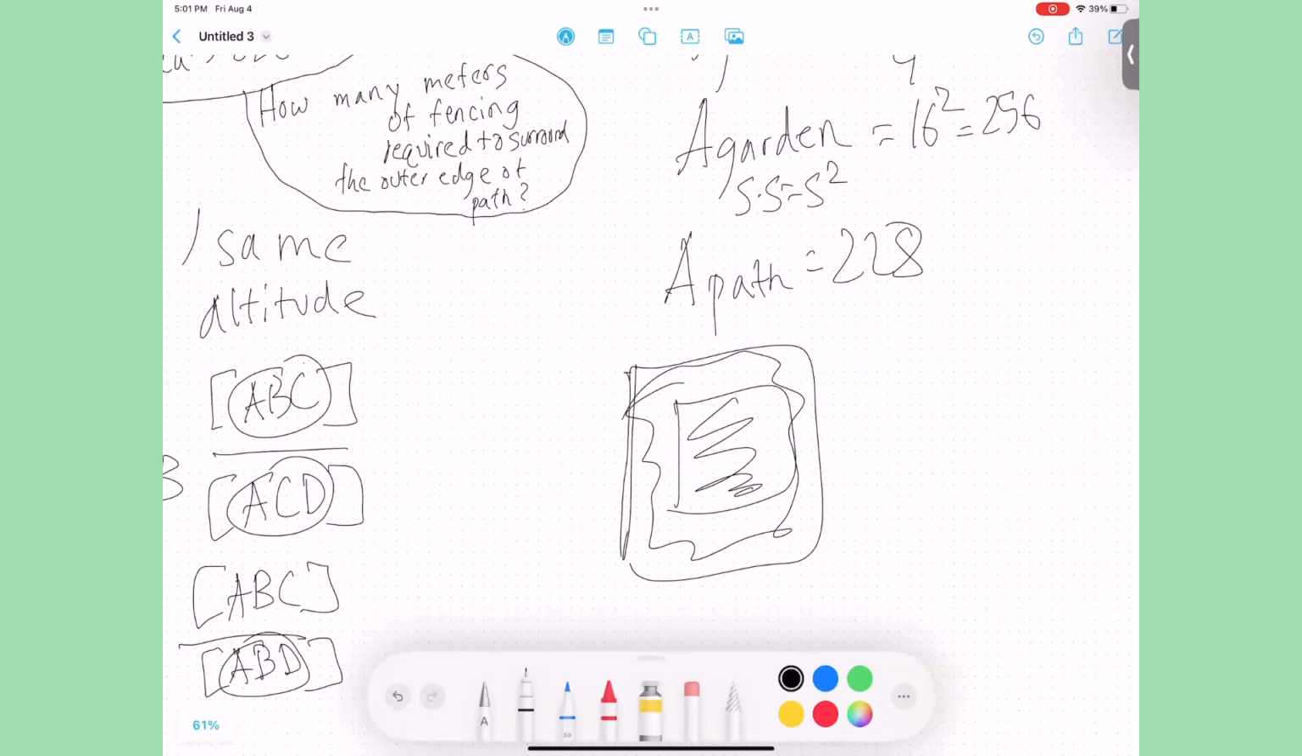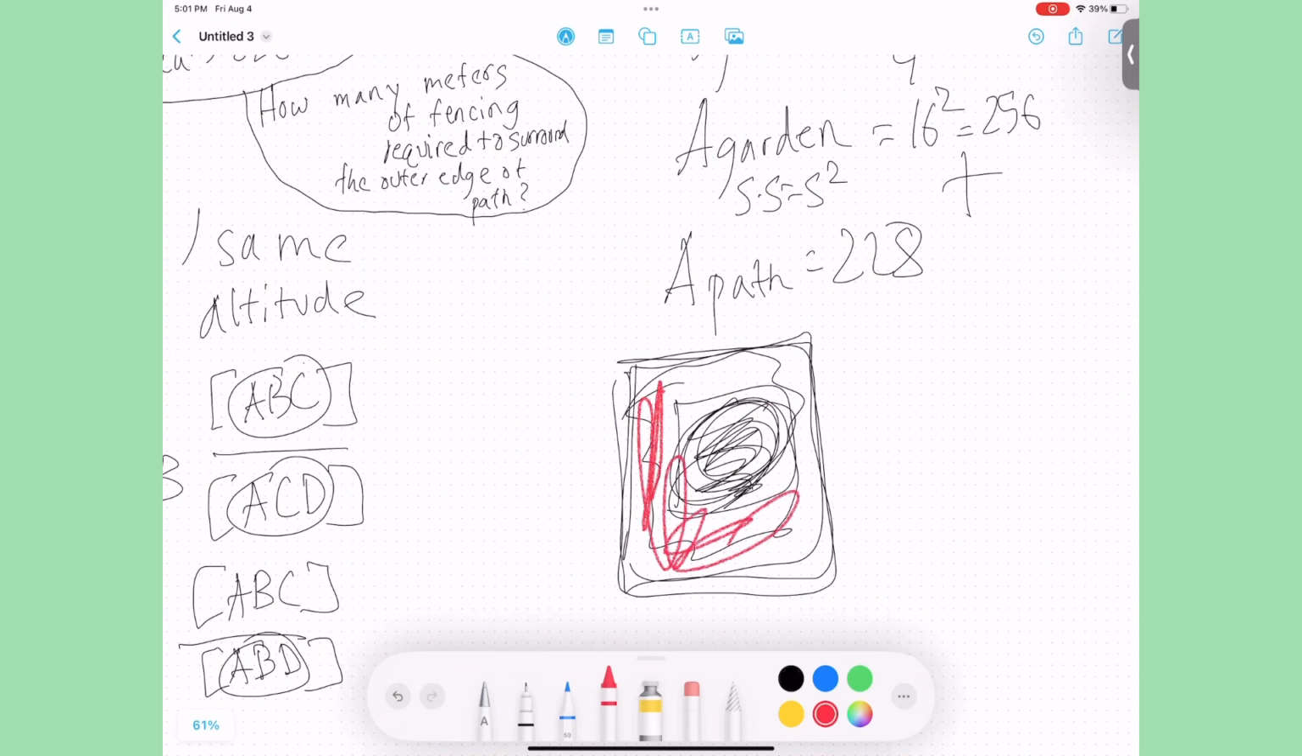So if I want to calculate the area of this big square, I basically have all the areas I need. You just add the area of the garden and the area of the path. So this is the path, and you add up the area of the garden and the path, you get the area of the total big square. What is that? 484. Yeah. Now you have the area of the big square.